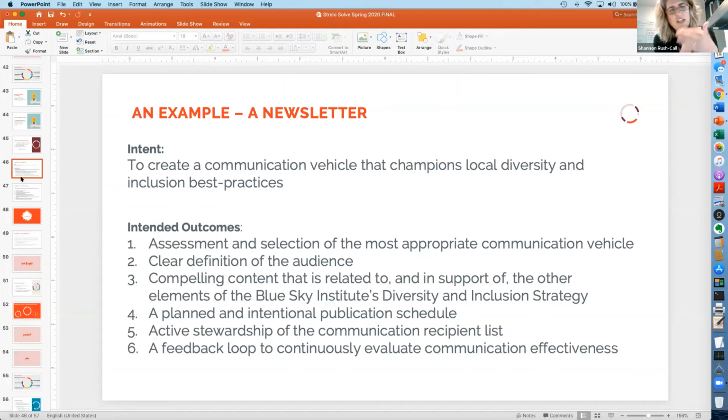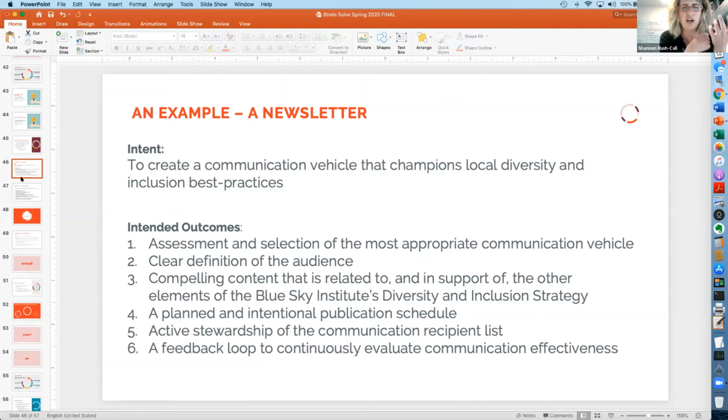And in our strategy, we outlined, okay, if that's our intent, and we asked ourselves the question, what are all the things that need to be in place in order for us to achieve that intent? We came up with six desired outcomes. So we need to assess and select the most appropriate communication vehicle. We need to have a clearly defined audience. We need compelling content. We need a publication schedule.